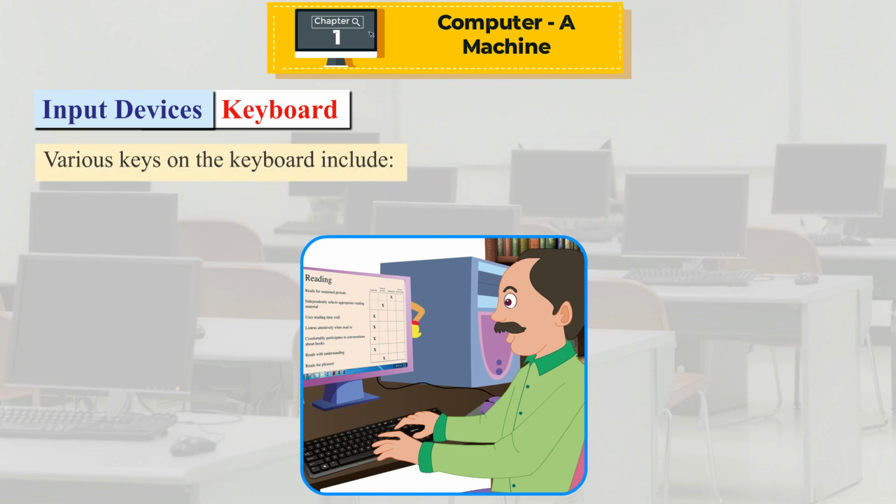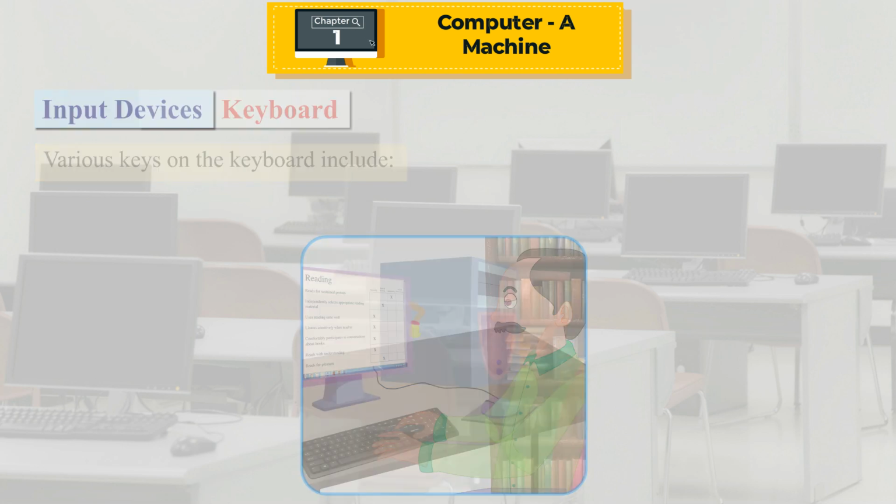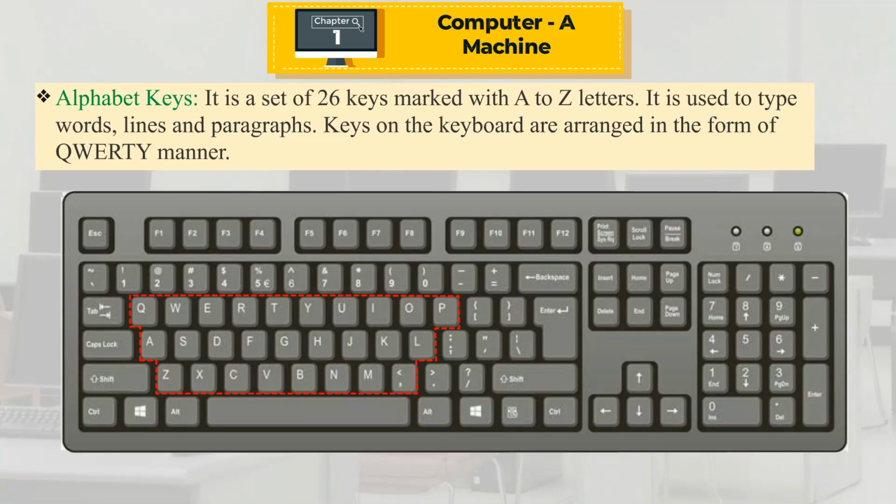Various keys on the keyboard include alphabet keys. It is a set of 26 keys marked with letters A to Z. It is used to type words, lines, and paragraphs. Keys on the keyboard are arranged in the QWERTY manner.